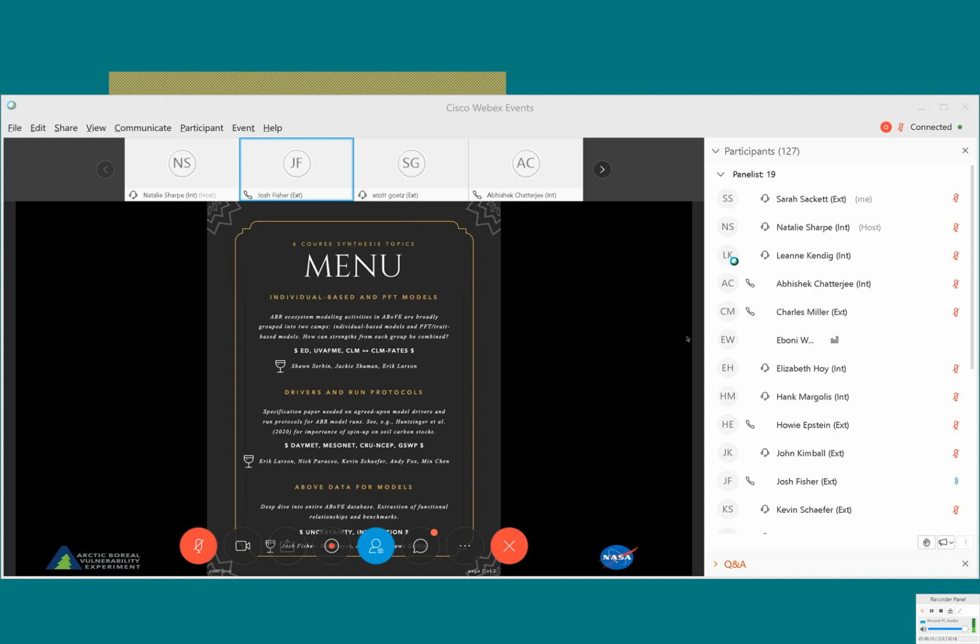And then the final menu item is the synthesis of the above database for models. I talked a bit about that on day one for my project update. I'm part of the wine pairing here for this menu item, and we'll just deep dive into the entire above database, extraction of functional relationships and benchmarks. But there are other aspects that folks like Dan Hayes, Andy Fox, and Sean Serbin are interested in working on, in terms of using the data for benchmarking, for assimilation, as we heard from Andy and Dave Moore earlier, and so on.